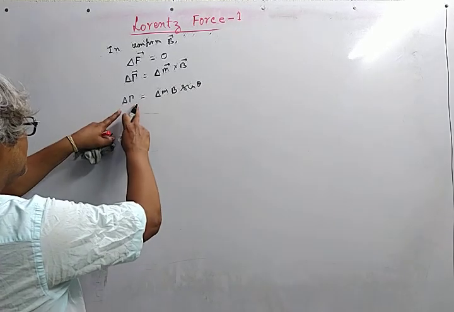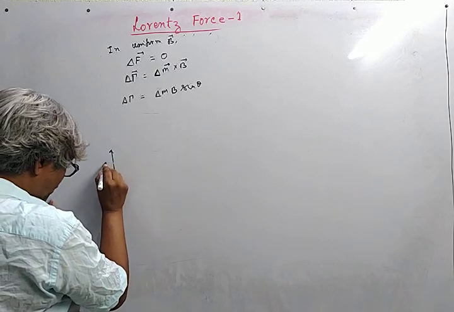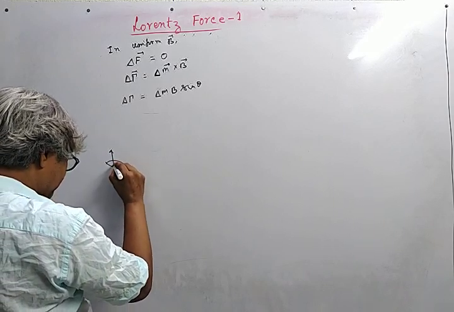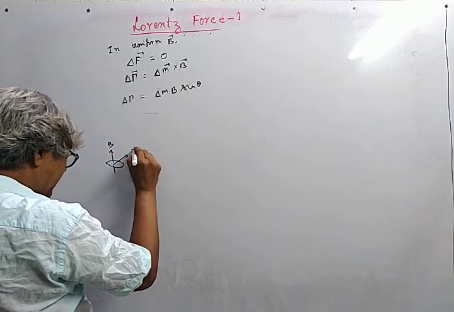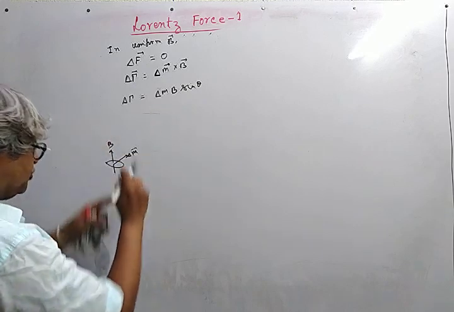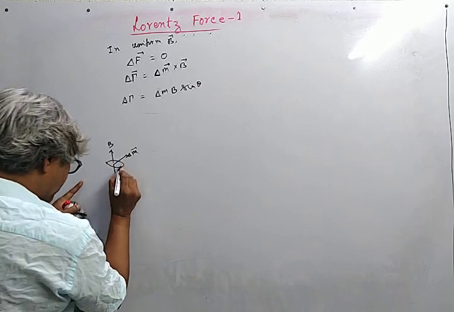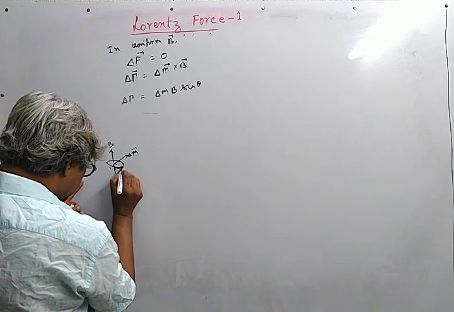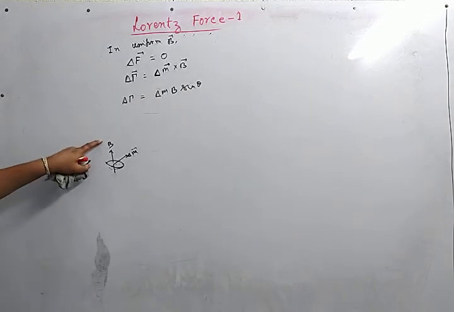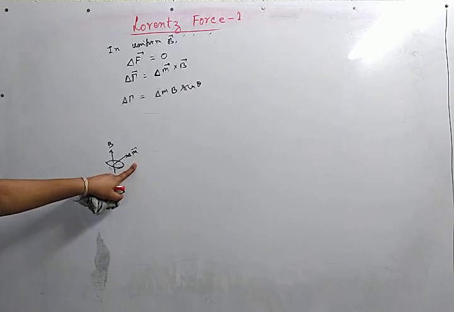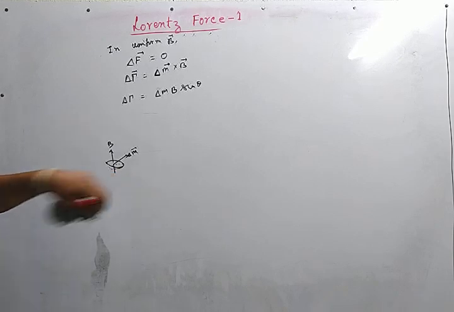Due to this torque, if we have a magnetic field in this direction and a closed current loop in this direction, then this is the direction of B, this is the direction of delta M. Then due to this torque, it will try to rotate so that the potential energy becomes minimum. So it tries to align. Due to this torque, this dipole will have a tendency to align itself in the direction of the magnetic field.